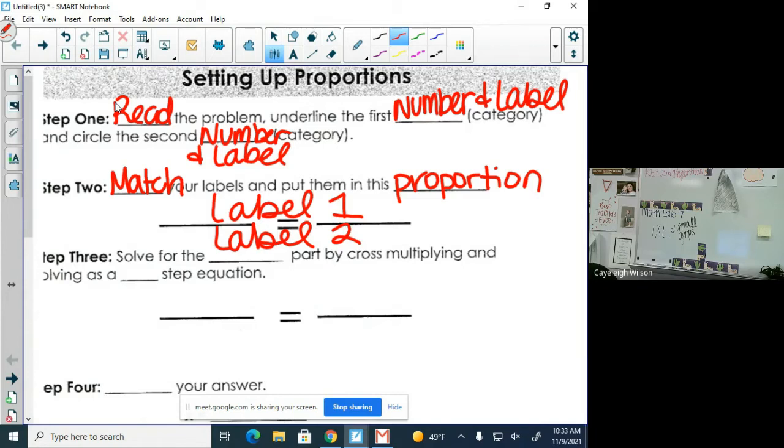Okay, but you're going to set it up to where both of the hours are on the top, both of the books are on the bottom, or both of the miles are on the top, both of the gallons are on the bottom. And then the last thing that we're going to do is solve for the missing part. So that's the x part by cross multiplying and solving as a one-step equation.